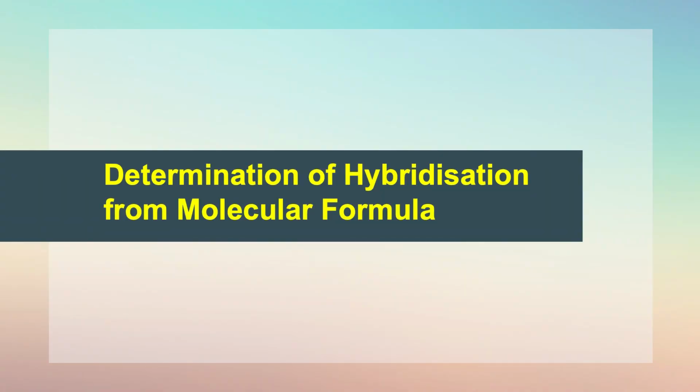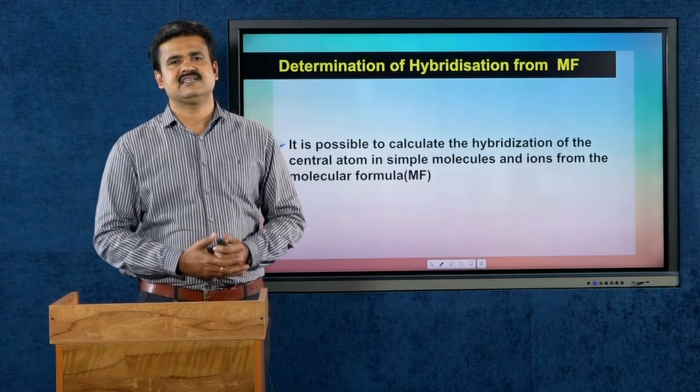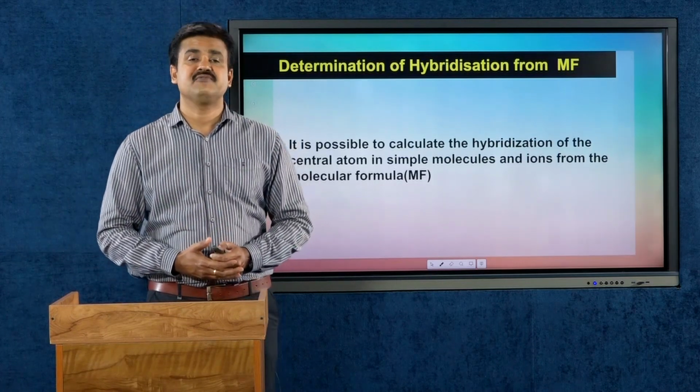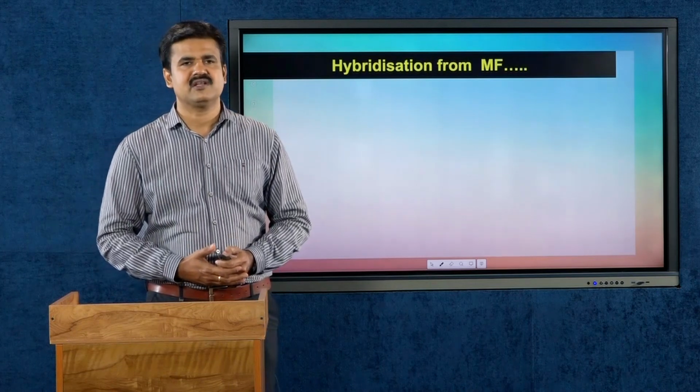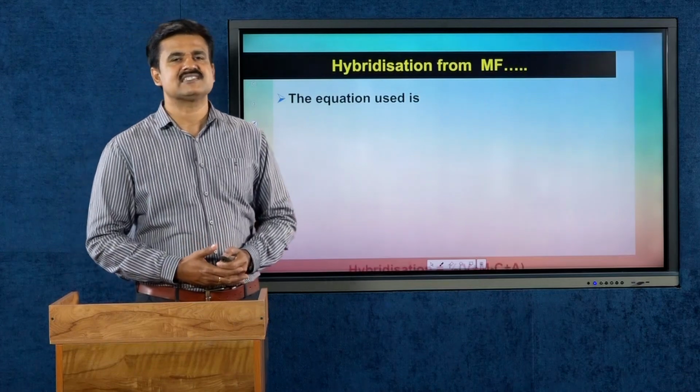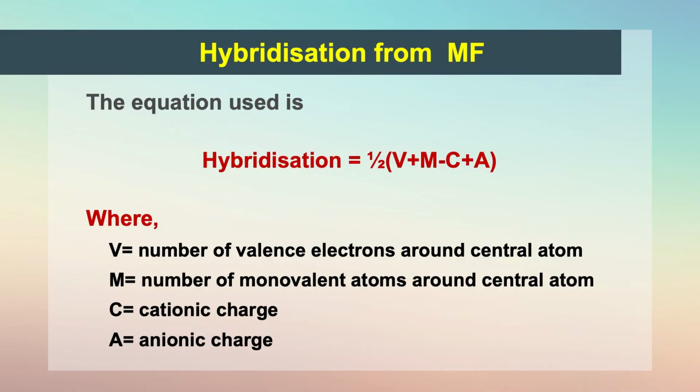Now, determination of hybridization from molecular formula. It is possible to calculate the hybridization of the central atom in simple molecules and ions if we know the molecular formula of the compound. This is the equation used for calculating hybridization from the molecular formula. Hybridization H is equal to half into V plus M minus C plus A.